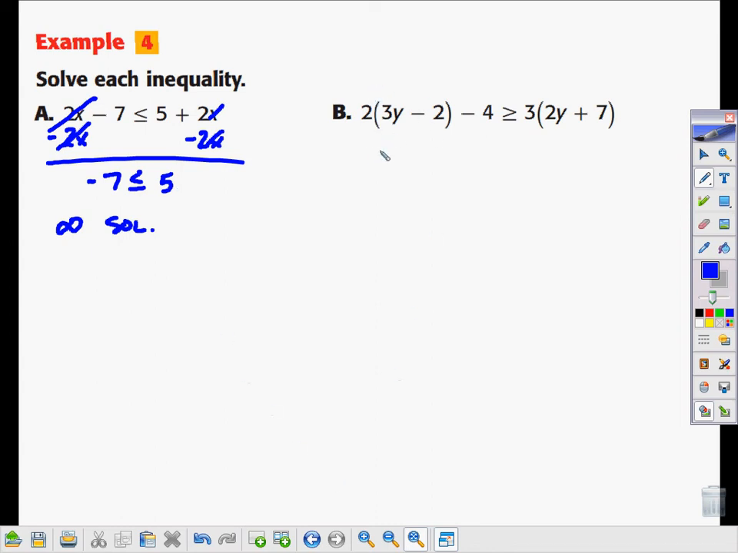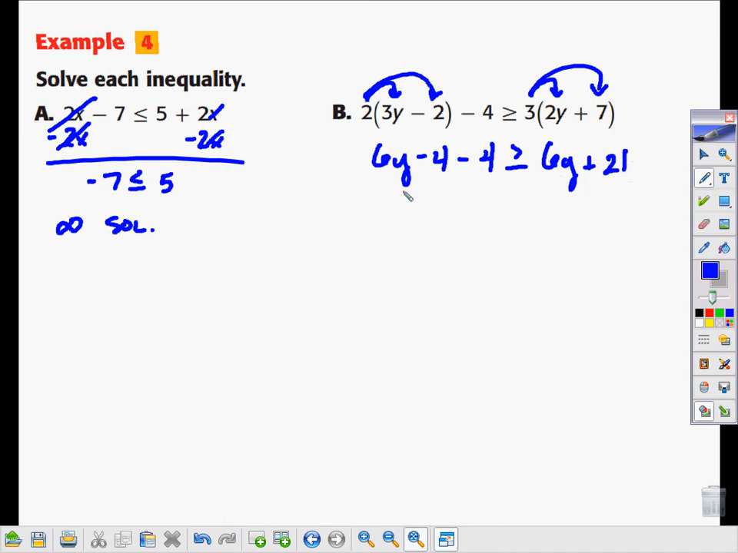B, distribute the 2 inside. We get 6y minus 4 minus 4. So I distributed the 2 is greater than or equal to 3 times 2 is 6y. 3 times 7 is 21. Combine the like terms here, so I get 6y minus 8 is greater than or equal to 6y plus 21.